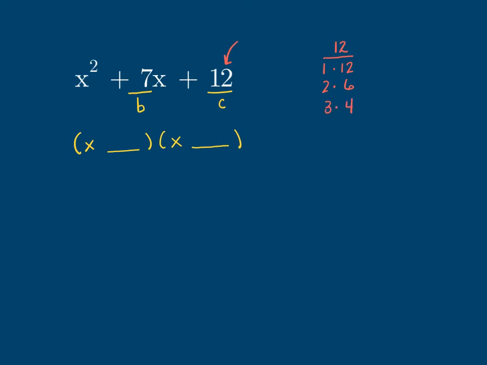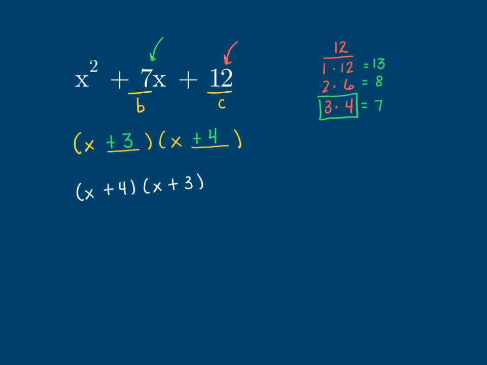Now I want the factors that are going to add to equal 7. Well, if I add these two, I get 13. If I add these two, I get 8. If I add these two, I get 7. So these are my factors. They're both positive. So this binomial will get the plus 3, and this one will get the plus 4. And it doesn't matter if you instead wrote it x plus 4, x plus 3. Remember, if it's multiplication, then the order doesn't matter.